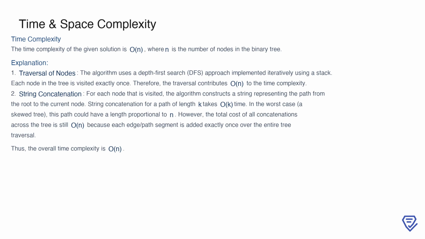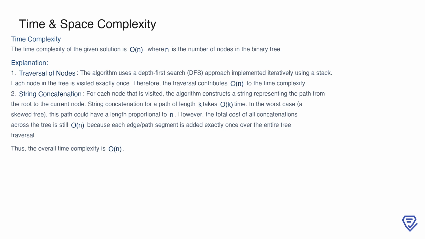The time complexity of this solution is O(n), where n represents the number of nodes in the binary tree. This is because the algorithm employs a depth-first search, or DFS, which ensures that every single node in the tree is visited exactly once. This traversal alone guarantees an O(n) contribution to the time complexity.